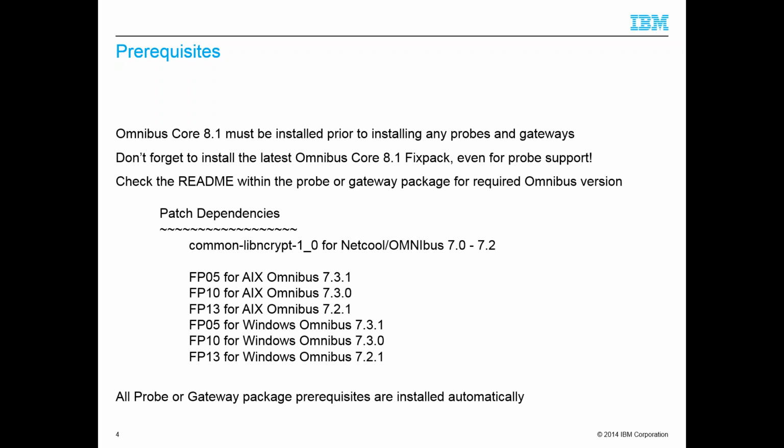You can check the README within the probe or gateway package for the required Omnibus version. It will list out all of the patch dependencies. Here's an example from the SNMP probe. It lists out all of the required fix pack levels for all the different versions of Omnibus and on particular platforms as well. All probe or gateway package prerequisites are installed automatically, so you shouldn't need to install anything other than be at the required Omnibus Core fix pack level. Any other probe and gateway prerequisite packages are automatically installed when you install the probe or gateway.